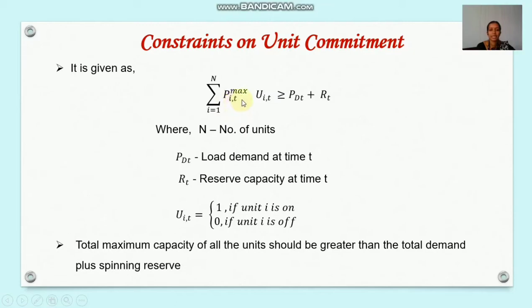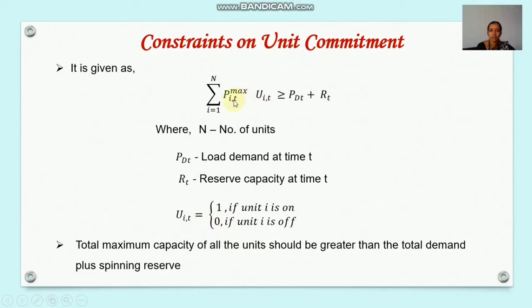So here see PiT max, what is that? Maximum power generation of ith unit at time t. Maximum power available from unit i at time t. So that is multiplied with a function UiT. Now see what UiT is? UiT is equal to 1 if unit i is on, and it is 0 if unit i is off. So this is a function which can be either 1 or 0. If unit i is on, UiT is 1. If the unit is off, UiT is 0.